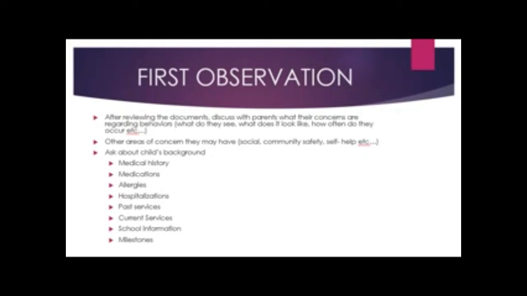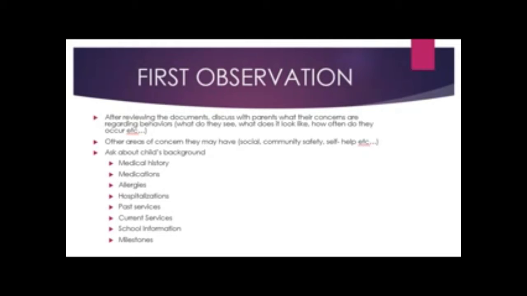You also want to ask about the child's background. Medical history, is there anything that's significant? Have they been hospitalized recently? Do they have a comorbid disorder? Is there something that we should know that would be important to know before beginning intervention? Are they on any medications? If so, what are the medications? How often are they on that medication? Do they take it twice a day, once a day? And the name of the medication.